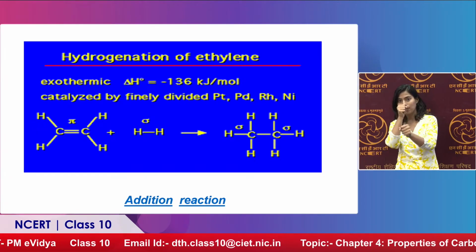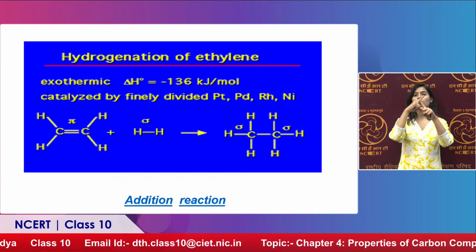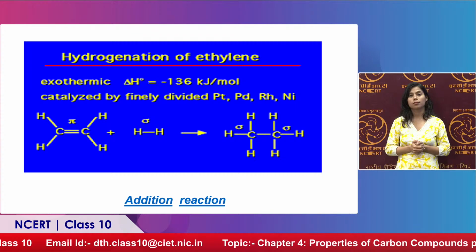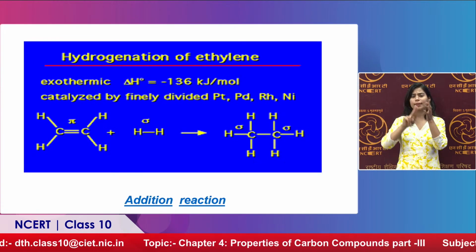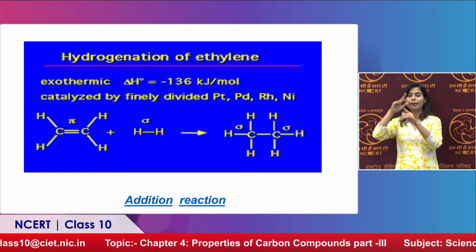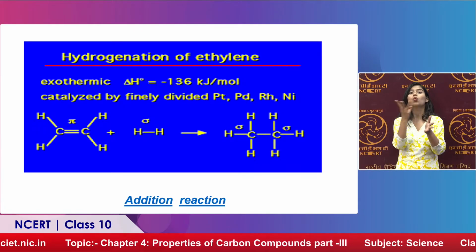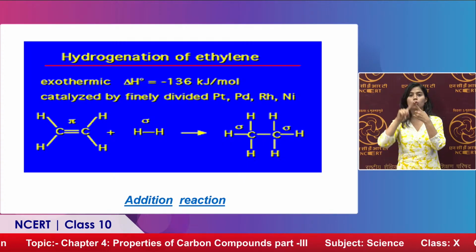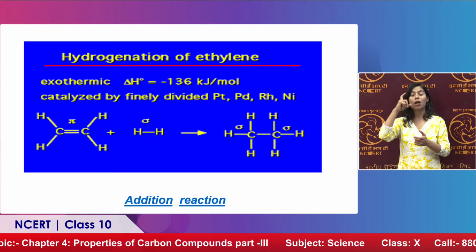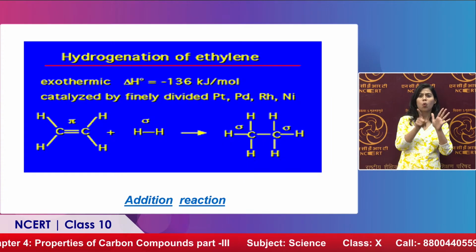These all will be examples of exothermic reactions. In this particular case, ethene or ethylene is being added, which means addition of hydrogen will take place over the ethene molecule, and the ethene molecule contains a carbon-carbon double bond. There is one sigma and one pi bond.